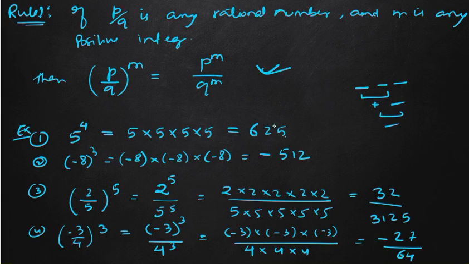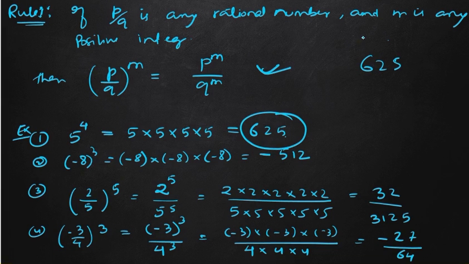Okay, now we can get the reverse answer also. How reverse answer? That means suppose your question is given 625, express it in the power form. So how will we write it in the power form? Obviously 625 can be written in the power form as 5 power 4. So how will you write this? Let us understand that in example number 2.